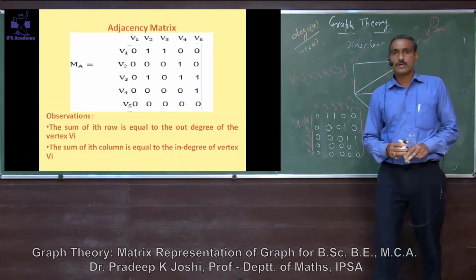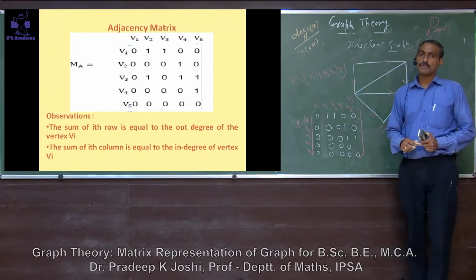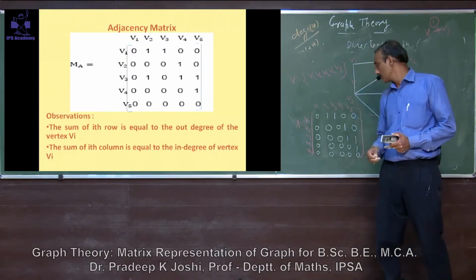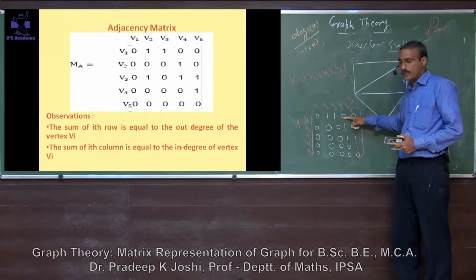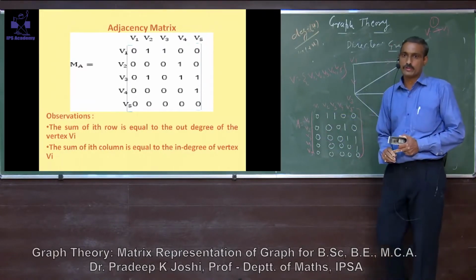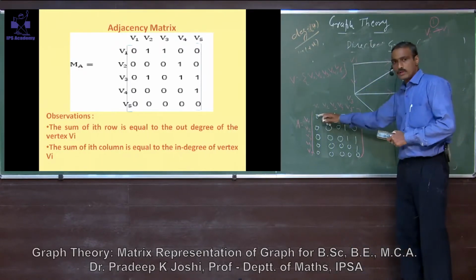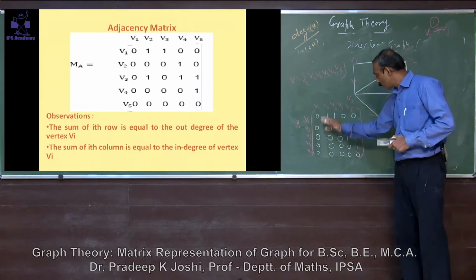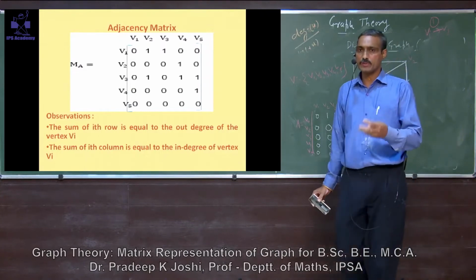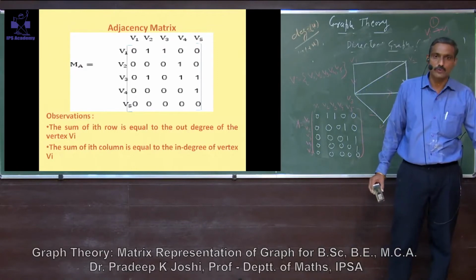Some observations: the sum of the ith row is equal to the out degree of Vi, and the sum of the ith column is equal to the in degree of the vertex Vi. So row gives the out degree and column gives the in degree. This is a very important concept. Easily we can verify. In the previous example we discussed what the in degree and out degree are and how we find them.